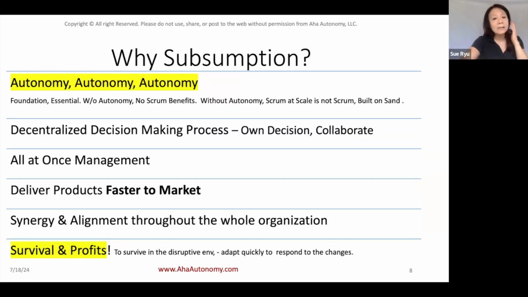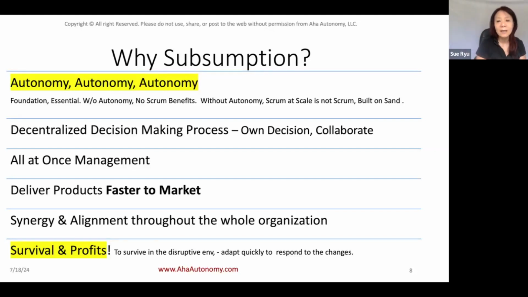So anyway, why subsumption architecture? Why apply it? I think the real reason is autonomy. When I was preparing this slide, I was just going to put autonomy all by itself, because autonomy is the fundamental foundation of being agile. It's so essential because without autonomy, all the benefits of Scrum or Agile cannot be realized. And without autonomy, I believe the Scrum scale is not Scrum anymore. It's like built on sand, just shambles.